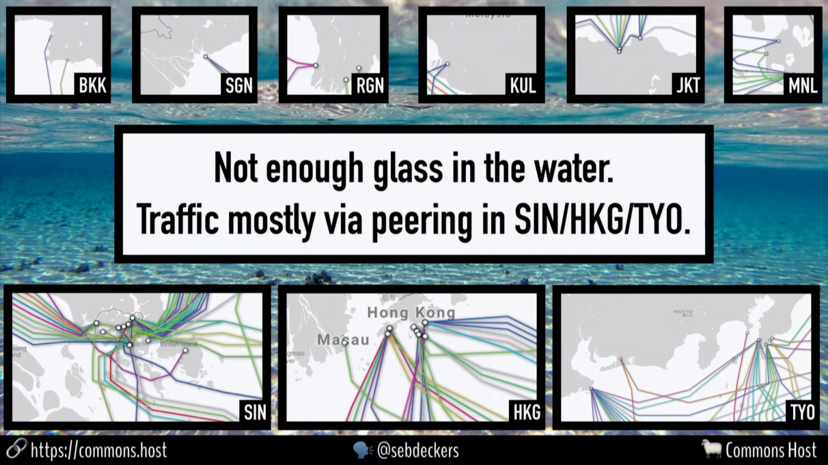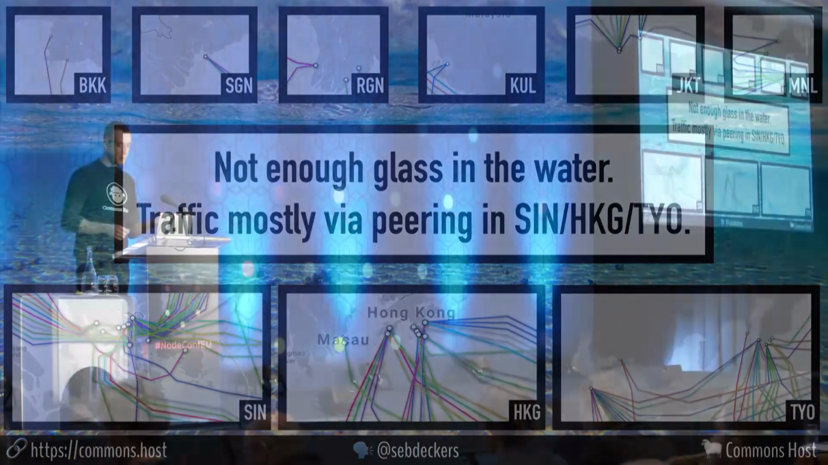Yet most of the actual glass in the water, the fiber connecting all these countries to the rest of the world, happens to connect in basically 3 points across Asia Pacific, which is Singapore, Hong Kong, and Tokyo, or the larger Tokyo area. So there's a lot of fiber in each of these countries domestically, but connecting between them is still a huge problem. And so they all get sort of bottlenecked through these 3 major internet exchange centers.